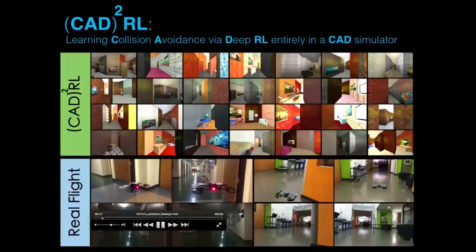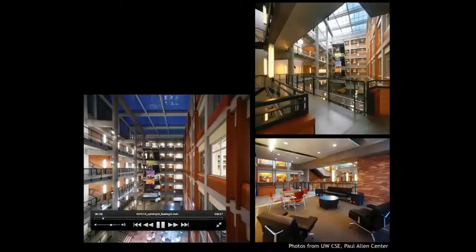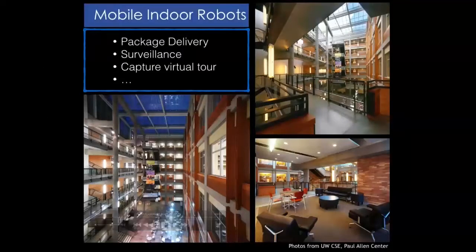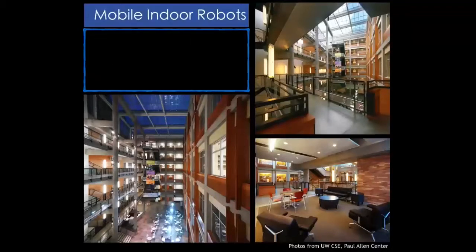But before getting into details, let's start by seeing why this is important and what the actual problem is that we are solving. For sure, we would all like to have mobile robots that are able to move around in our buildings for doing different tasks, such as transporting packages or providing dynamic surveillance for better security, and of course many other applications, such as capturing virtual tours of the building for VR and AR. For all these applications, the robot should be able to avoid colliding with different obstacles indoors, such as walls, furniture, and so on.